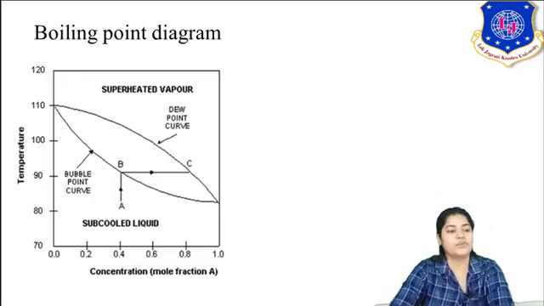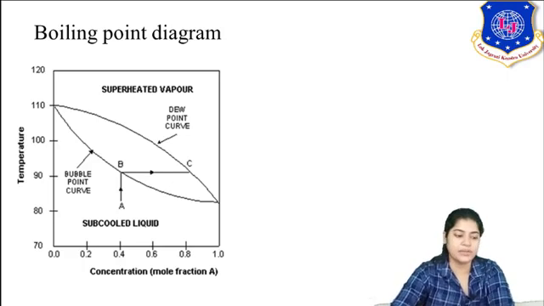Now let's have an overview of the boiling point diagram. This is the boiling point diagram. You can see the subcooled liquid is first of all heated. That is line AB. AB shows the heating process. We are heating the subcooled liquid.